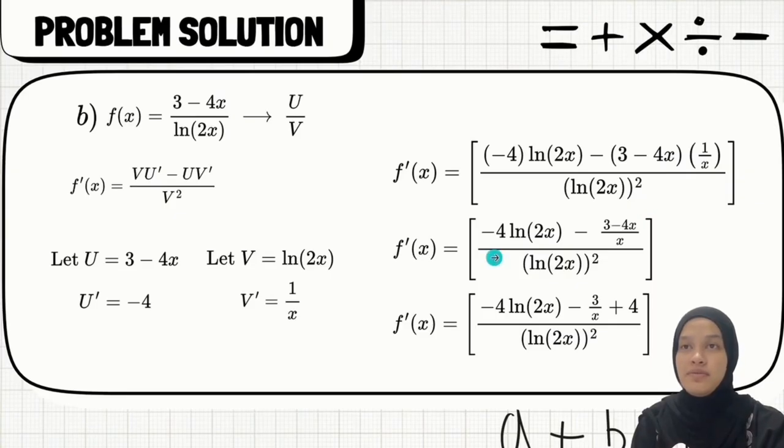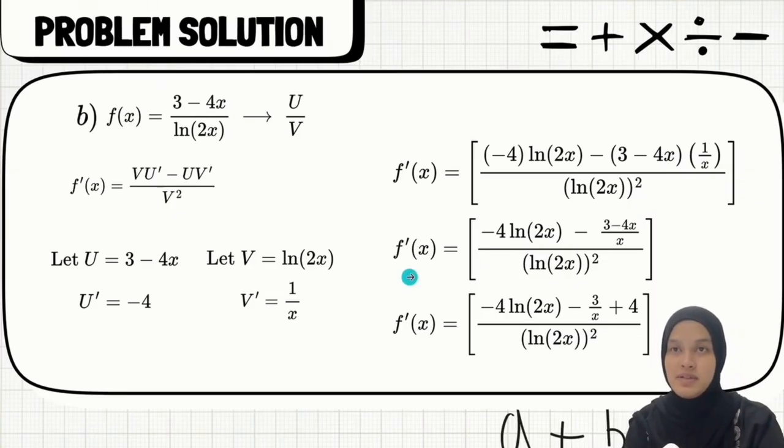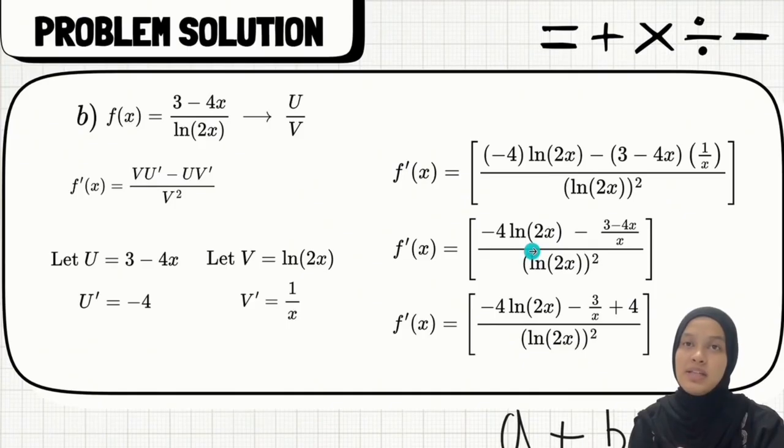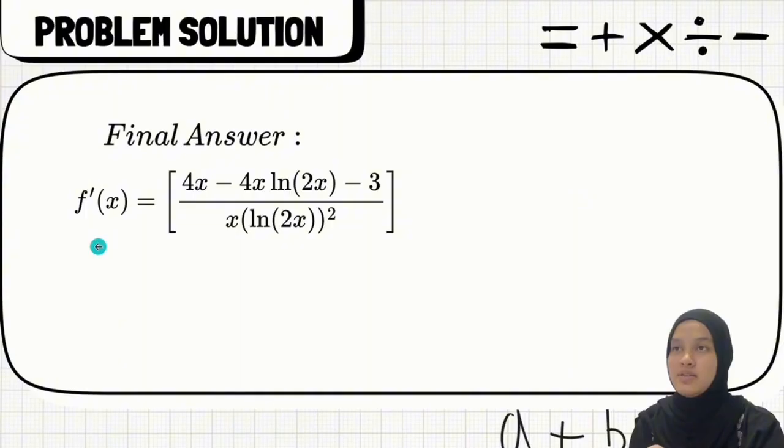After we simplify, we will get f prime x equals negative 4 ln 2x minus 3 minus 4x over ln 2x squared. Then, after we simplify the negative sign, we will get f prime x equals negative 4 ln 2x minus 3 over x plus 4 over ln 2x squared. So the final answer, we will get f prime x equals 4x minus 4x ln 2x minus 3 over x ln 2x squared.